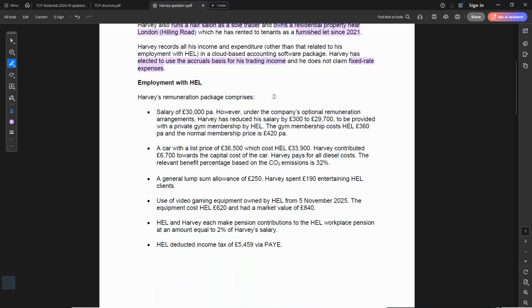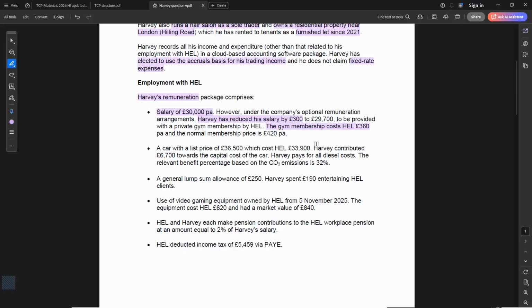And this is a typical employment tax question where we've been given details of Harvey's remuneration package. And for each piece of information, we need to read it through and think about how this feeds into our answer. It's a salary of £30,000 per annum. However, under the company's optional remuneration arrangement, Harvey has reduced his salary by £300 to £29,700 to be provided with a private gym membership by HEL. The gym membership costs HEL £360 per annum, and the normal membership price is £420 per annum.